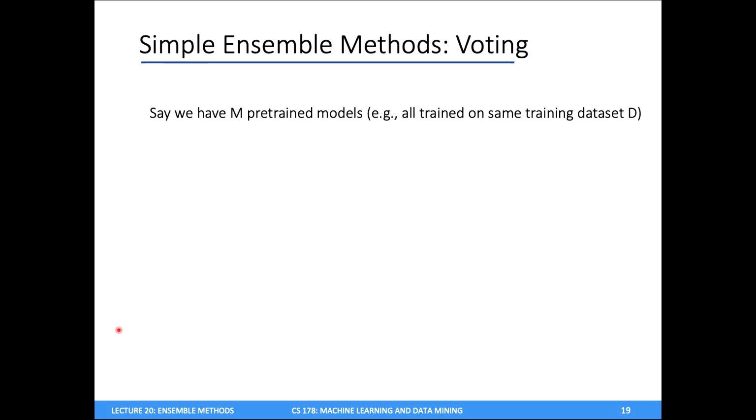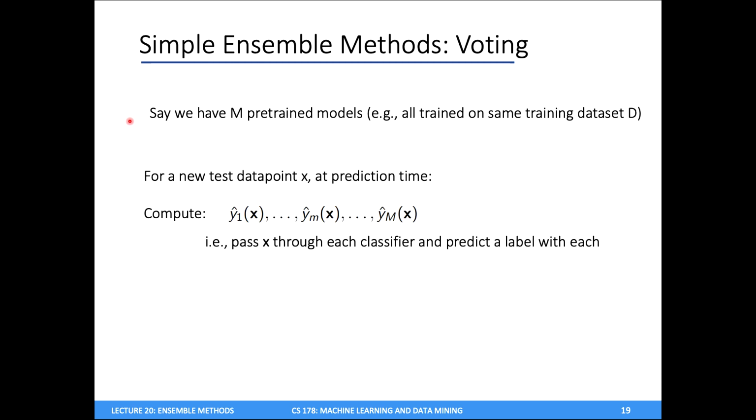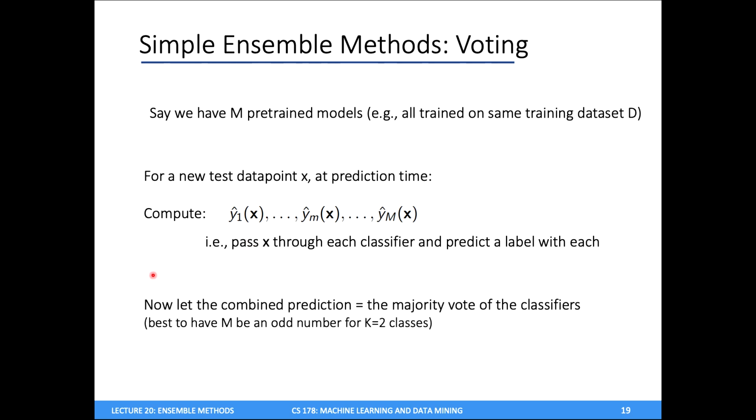Maybe my models are very democratic and everyone gets an equal vote. So I have M pre-trained models, all trained on the same data set D. For a new data point, X, coming in at testing time, I can compute these hard predicted labels from each classifier. So I take X, stick it into every one of my models, and get M predicted labels. And now for my combined prediction, I can just take the majority vote of these classifiers. So whatever label was predicted most frequently is going to be my output. In practice, it's good to have M be an odd number if you have a binary classification, so we don't have to worry about breaking ties here.